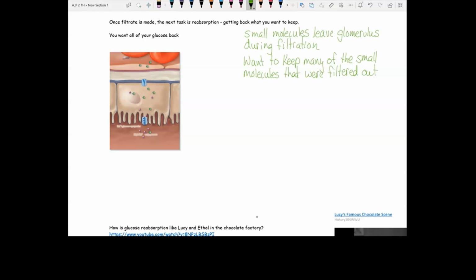So now you do reabsorption. This is where you move those molecules from the tubular fluid in the nephron back to the blood.